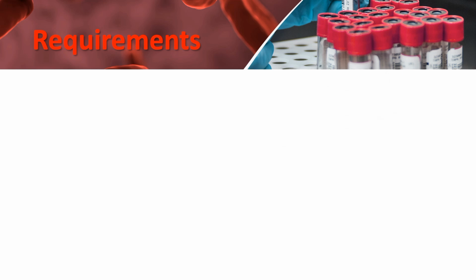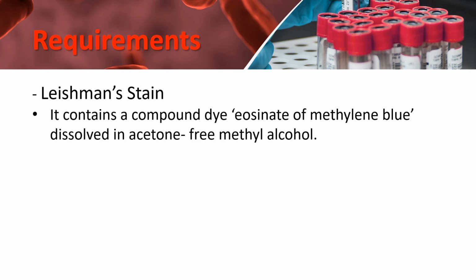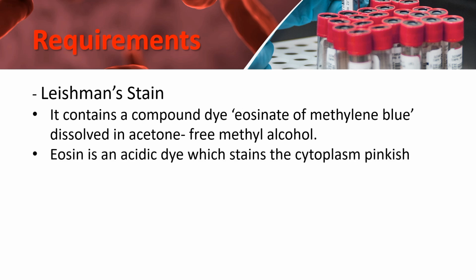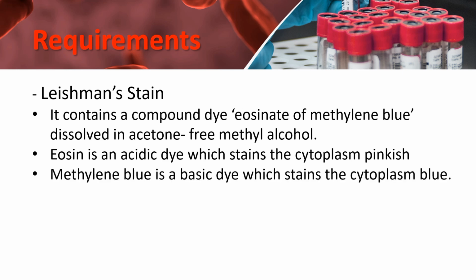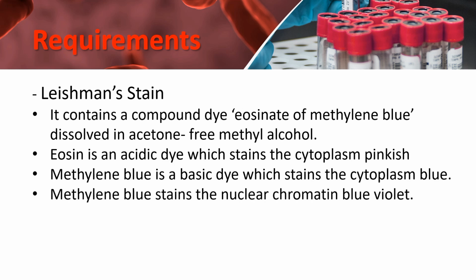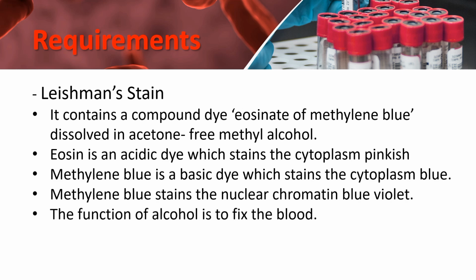Now we will talk about Leishman's stain. It contains a compound dye, eosinate of methylene blue, dissolved in acetone-free methyl alcohol. Eosine is an acidic dye which stains the cytoplasm pinkish, while methylene blue is a basic dye which stains the cytoplasm blue. Methylene blue stains the nuclear chromatin blue-violet. The function of alcohol is to fix the blood.